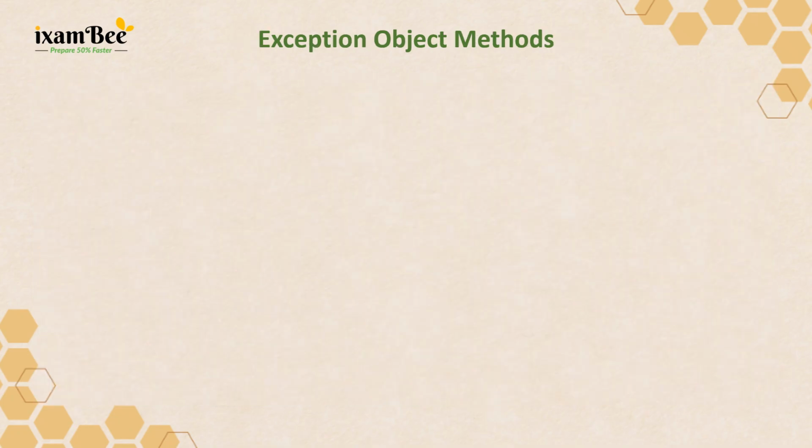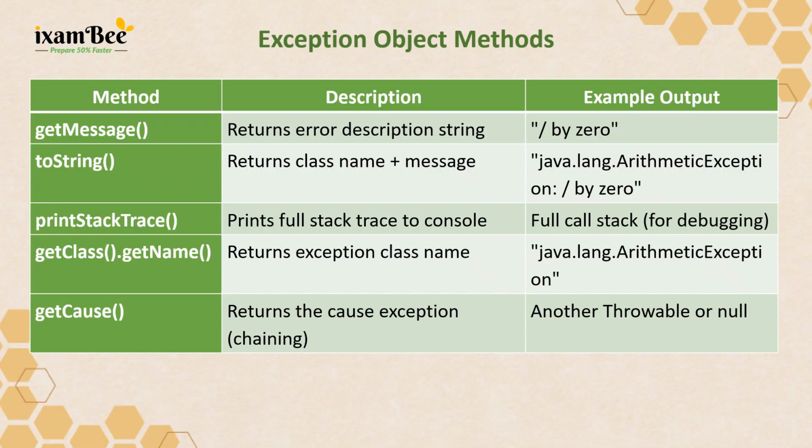There are various methods that can be invoked on the exception object. For example, the getMessage method returns error description in the string form. The toString function returns the class name as well as the message. The print stack trace method prints the full stack trace to the console. The getClass.getName function returns the exception class name, and the getCause returns the cause exception in case of a chaining.